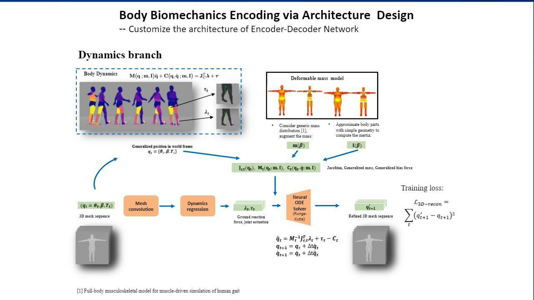And for the dynamic knowledge, we're going to implement it using the Euler-Lagrange equation in the generalized coordinate system. So this Q is a generalized coordinate representing the pose, the shape, and some global translation. And this M is the generalized mass, and this C is some gravitational force, and J is the Jacobian matrix, and lambda is the ground reaction force from the foot, and tau is the joint force.